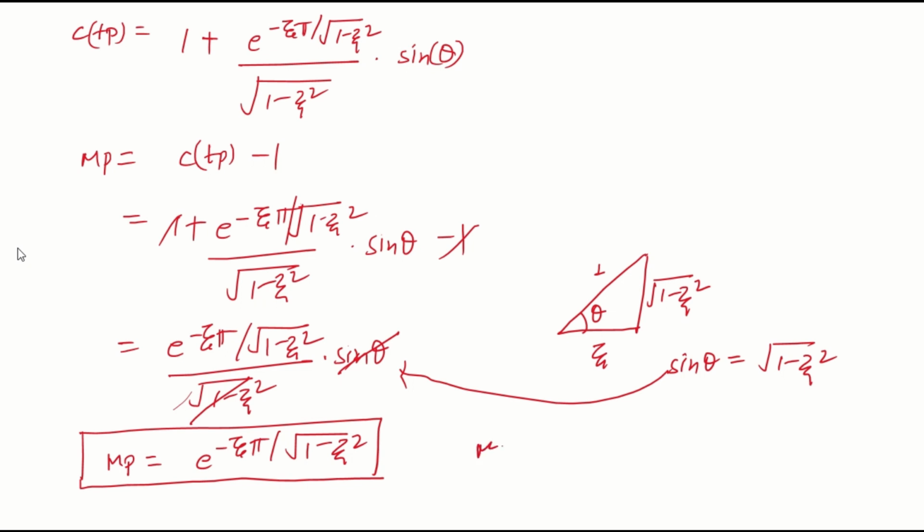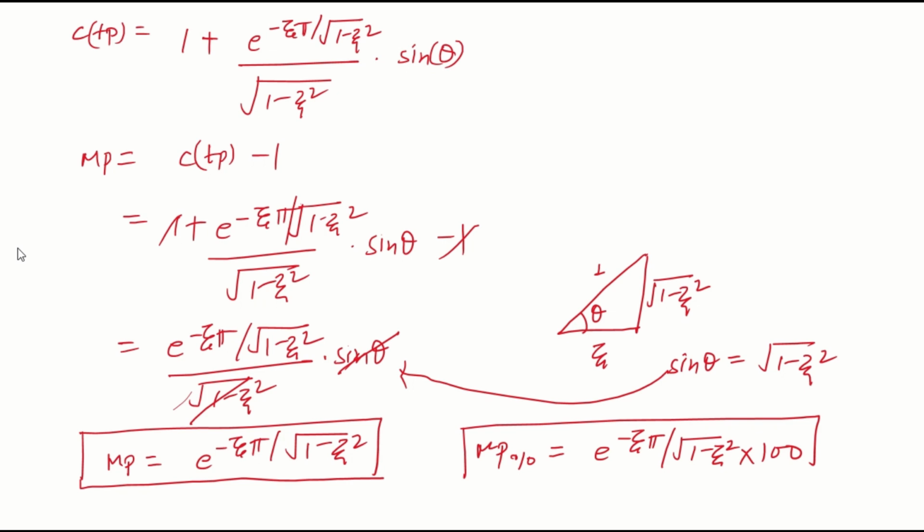Now, generally we calculate this value Mp in percentage. So when we calculate this value in percentage, this factor will be multiplied by 100. So Mp in percentage is equal to e raised to power minus zeta pi divided by root 1 minus zeta square, into 100.